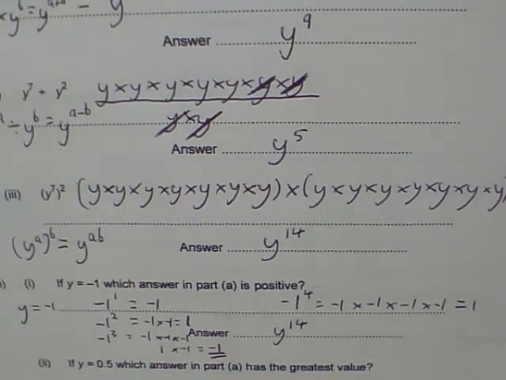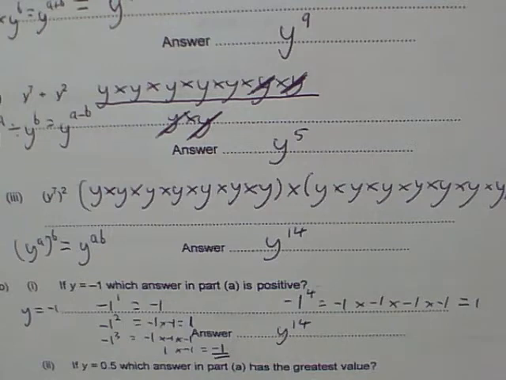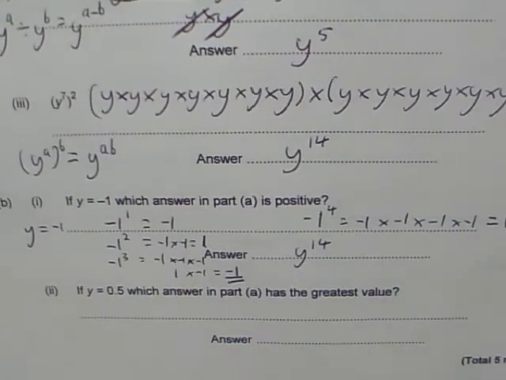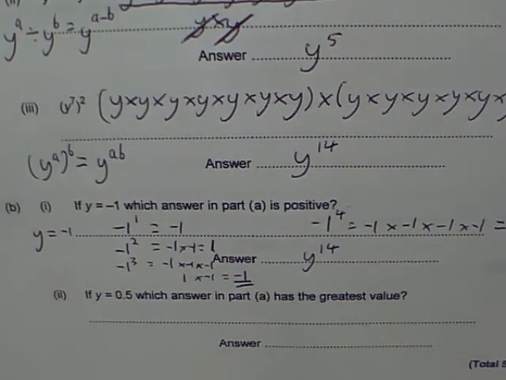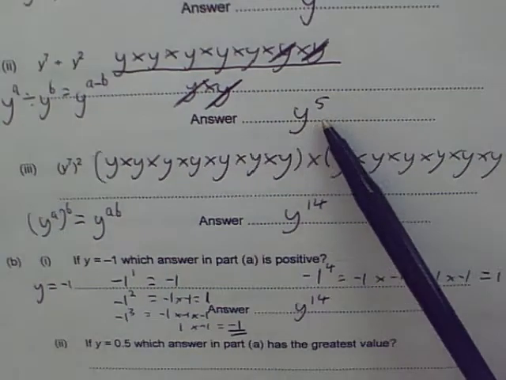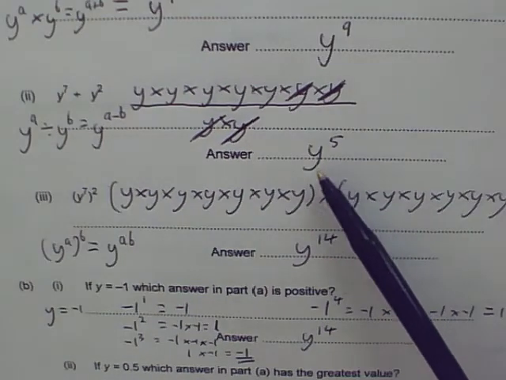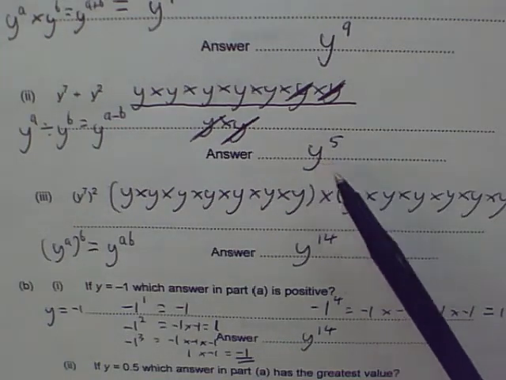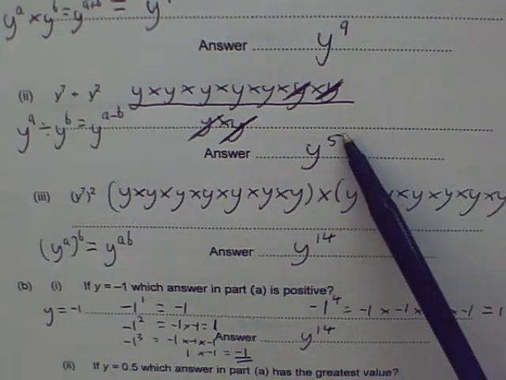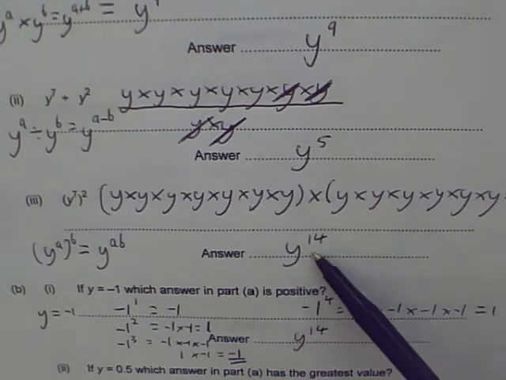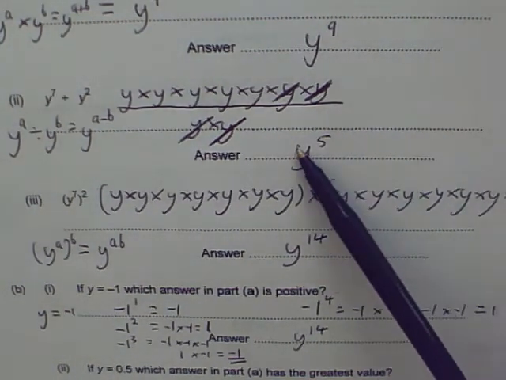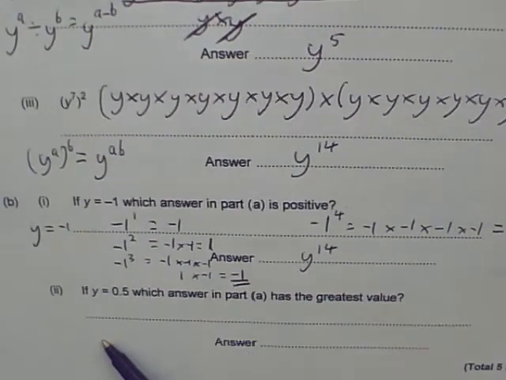Okay. If y equals 0.5, which answer in part A has the greatest value? Now this one, let's think about it. If you keep multiplying things by 0.5, then your answer gets smaller and smaller. It's the same as halving it each time. So y to the 5 is like 0.5, and then half of 0.5, that's 0.25, and half of that, and you're halving 5 times. In this one, you're halving 9 times, and in this one, you're halving 14 times. So this is actually your biggest answer, because you halve it the fewest number of times.